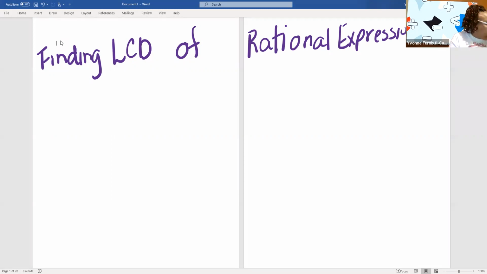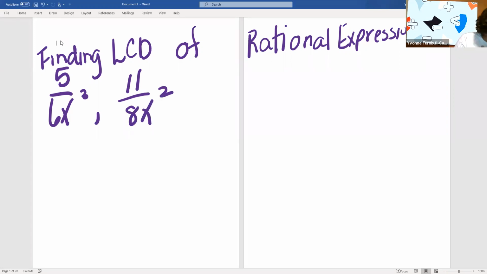Oh, I'm on the wrong page. I'm adding already. I'm like, no, we're not there yet. Okay, here we go. We have 5 over 6x cubed, and we have 11 over 8x squared. Oh, it's going to be to the 5th.